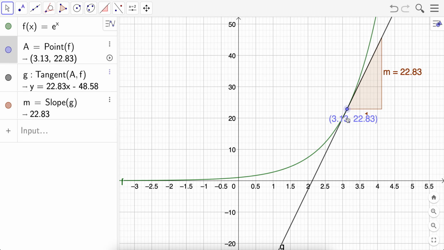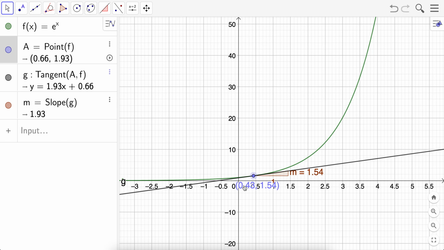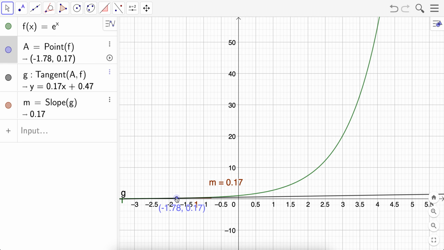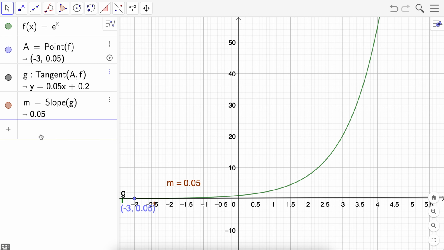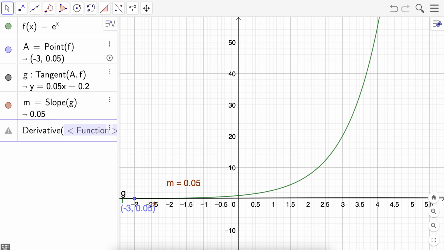I mean, I can keep on extending, see 2.2 to 2.63. So these values are almost the same, and that too on both the sides. See here is 0.17. If I go down here, 0.1, 0.07, 0.06, 0.05. So what it tells us is that the derivative of e to the power of x is nothing but e to the power of x itself. So that's a very interesting function which we have come across.